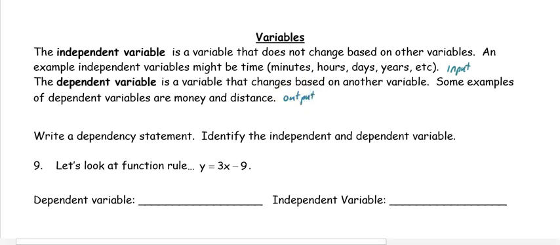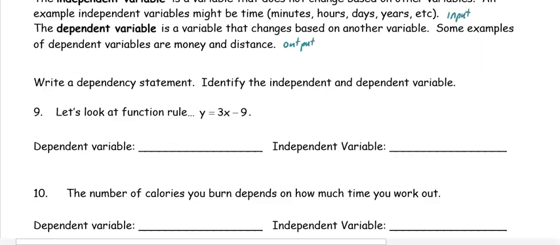So we're going to write a dependency statement and identify the independent and dependent variables. When we write a dependency statement, we're going to have the dependent variable depends on the independent variable. So let's build up to this. First we're going to look at just the function rule. In the function rule, we have y equals 3x minus 9. So the independent variable, think about it as the input, would be our x that we put into the equation. And then y is our dependent variable. It's what we get out of the equation.